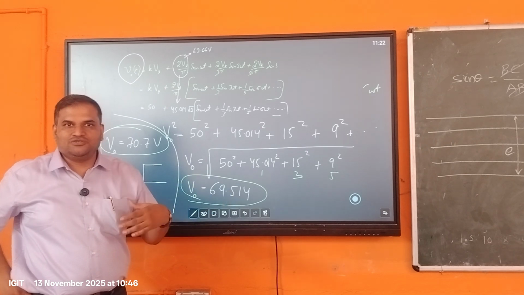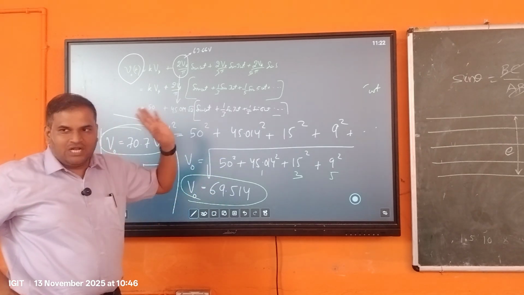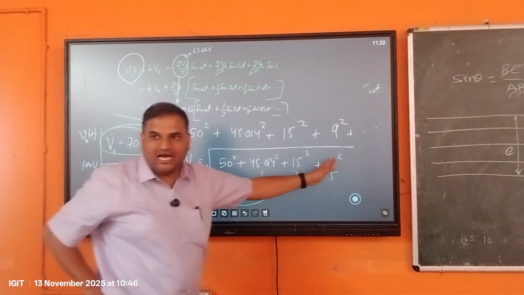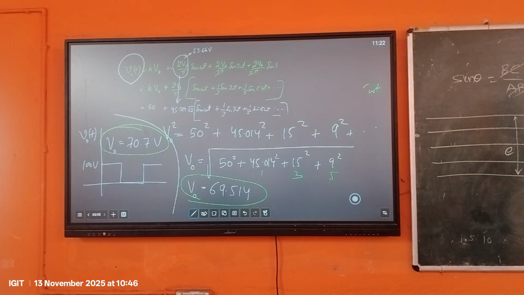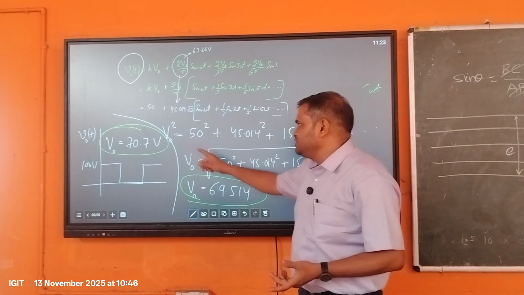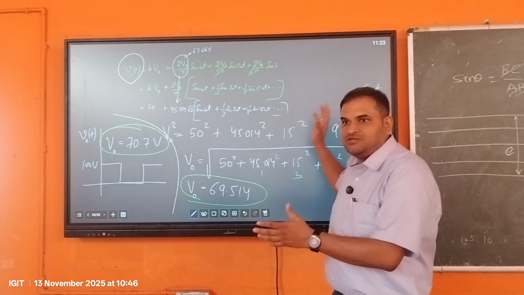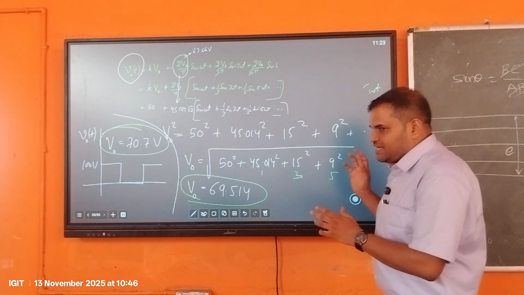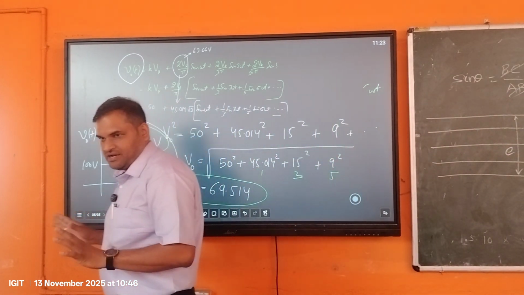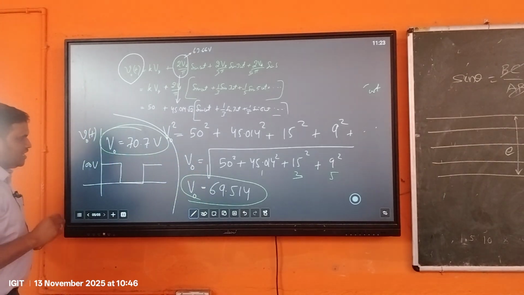Or somebody can ask what will be the total of the harmonics beyond the fifth harmonic. After the fifth harmonic you add all the terms up to infinity, and what is the value? So this value is 69 point this, and 70.7 minus this one is the contribution of all these harmonics, coming around that much. So this is the rough idea, and this is the RMS value.